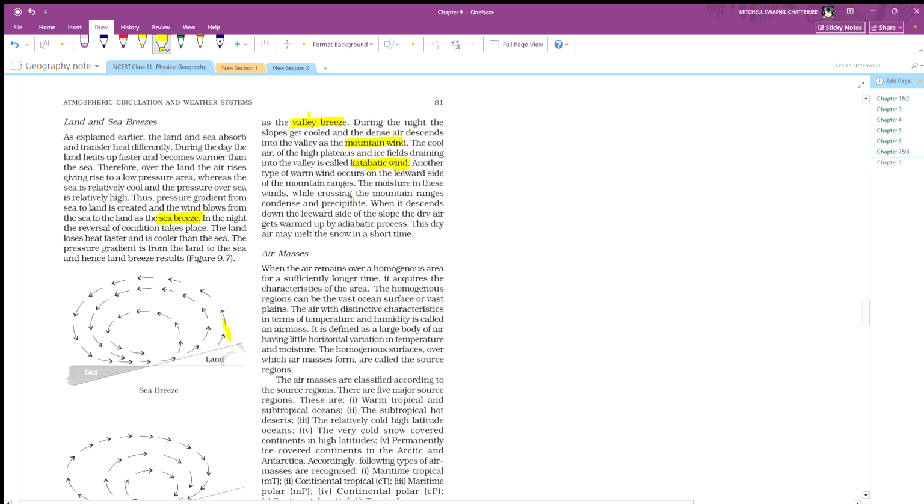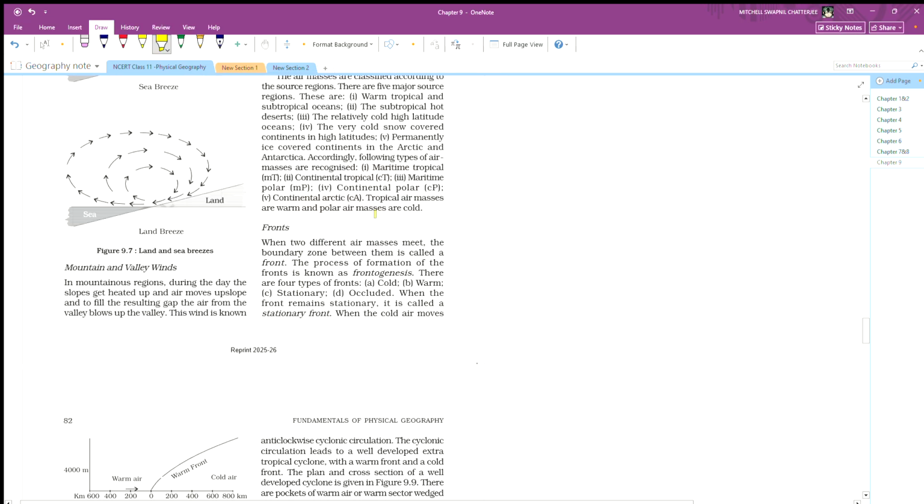Okay, let's see what is happening here. On the leeward side of the slope, dry air gets warmed up by the adiabatic process. Okay, let's move to the next one.